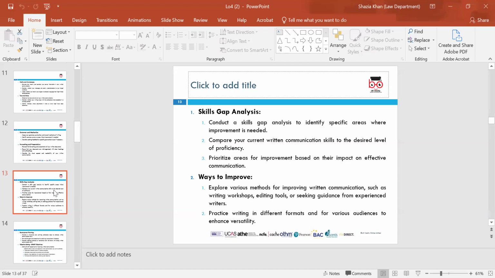So explore various methods for improving written communication, such as writing workshops, editing tools, or seeking guidance from experienced writers. Practice writing in different formats and for various audiences to enhance versatility. So try to practice differently, try to practice meeting the needs of different audiences so you're able to capture them.